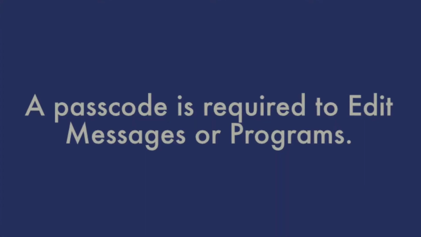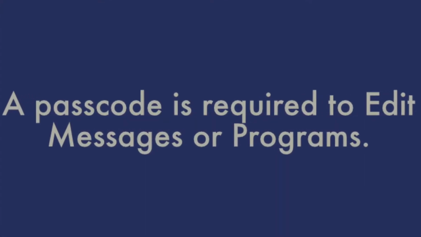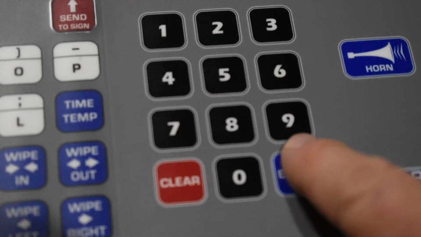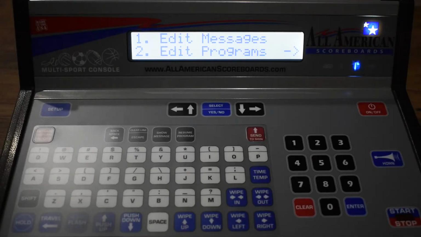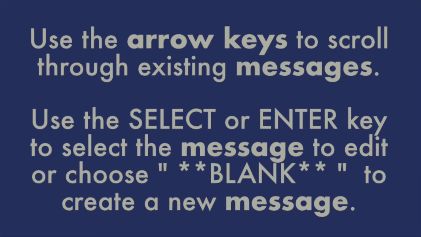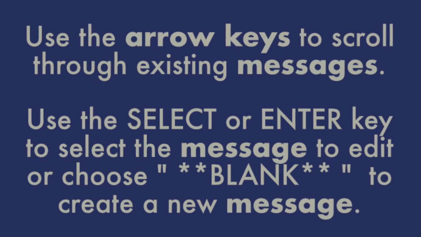And right off the bat you're going to need to enter a passcode. And this is super secretive, so please listen carefully. It is 1, 2, 3, 4, 5. And you can change that later on if you want. Press enter, and you will now be in edit mode. You can either edit messages or edit programs. We are going to start out by editing messages.